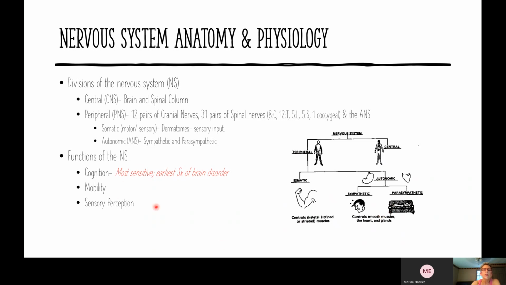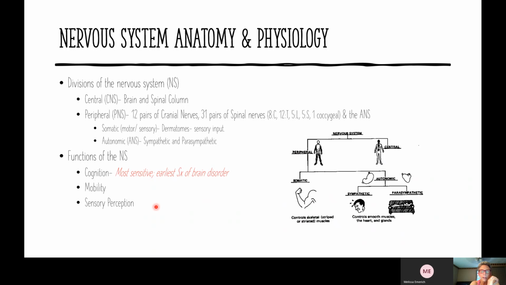So the functions of the nervous system: cognition, we need to be thinking clearly, and that is indeed the most sensitive and earliest symptom of a brain disorder. When the patient goes from walking and talking and doing fine, being able to think and clearly articulate their thoughts, to being jumbled and confused, then you're going to start thinking that there is something going on. You can have a brain issue as a result of just not getting enough oxygen to the brain or enough glucose to the brain. So it really doesn't matter what the specific problem is.